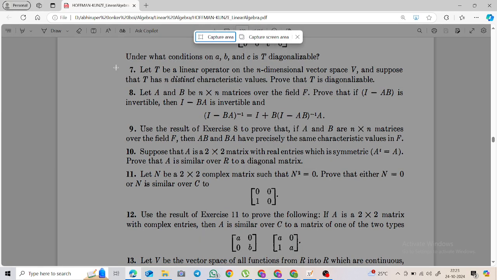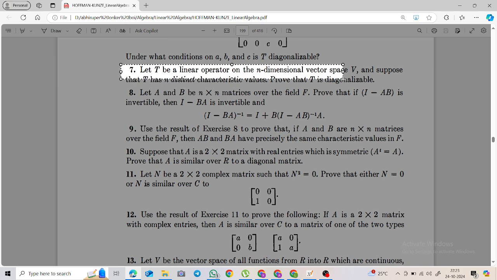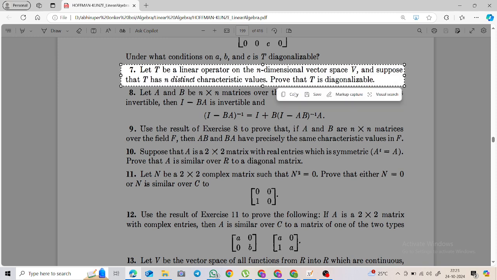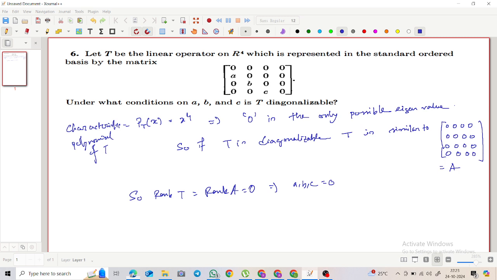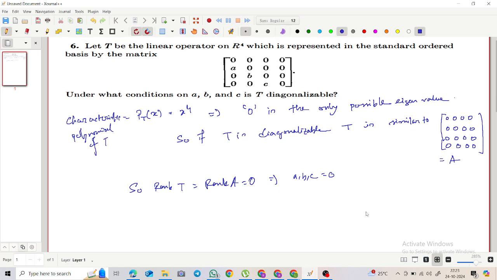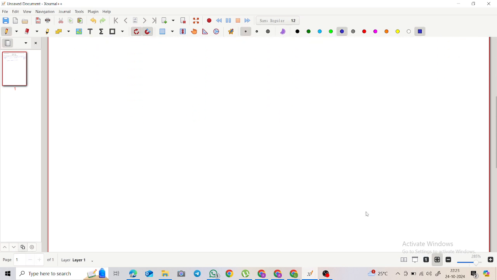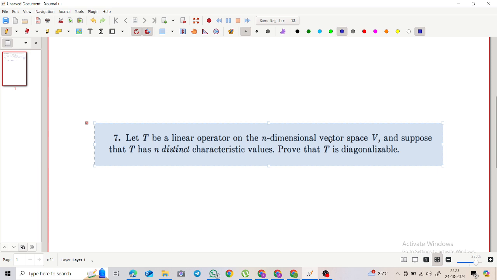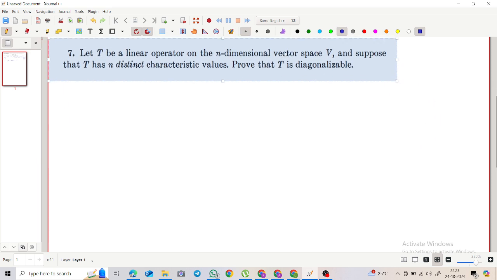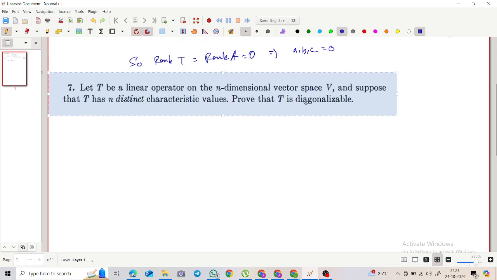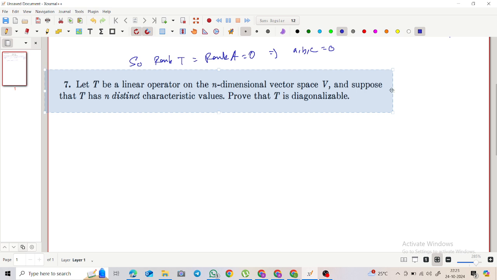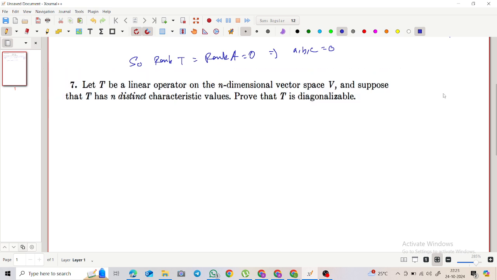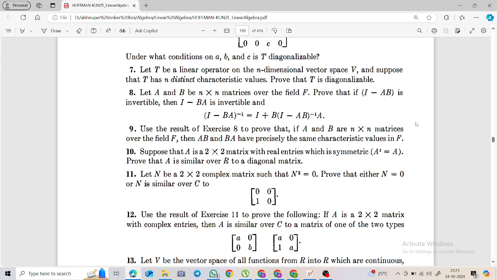How to do 7? টি মাইনাস সিআই যে অপারেটরটা, ওই অপারেটরটার নাল স্পেসের সাথে তো মানে ডাইমেনশনটা সমান হতে হবে টি এর, তখনই ডায়াগোনালাইজেবল। তাহলে যদি ডিস্টিংক্ট ভ্যালু হয় তাহলে তো নাল স্পেসের ডাইমেনশন এন হয়ে যাচ্ছে টি মাইনাস সিআই অপারেটরের। Okay. She is using this.